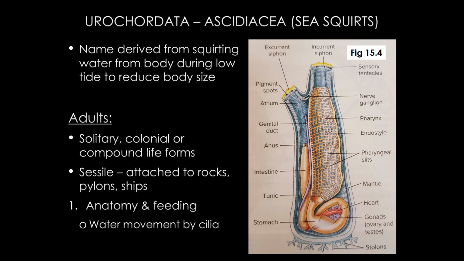Ascidiacea, the sea squirts. We looked at them already. The name is derived from the squirting of water from the body during low tide to reduce body size. So they squirt all their water out, and then the whole size of the body collapses. It becomes quite small. When you actually find them, they've got a lot of growth on their tunics, their outer covering, so they actually look quite hard and rough.